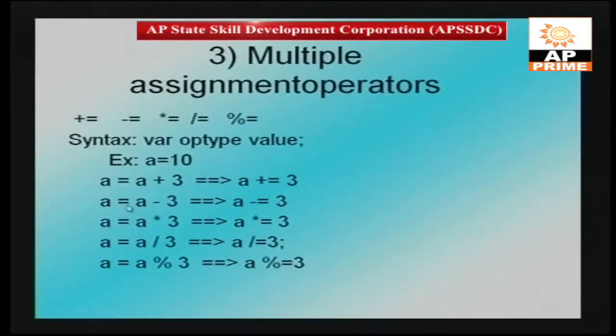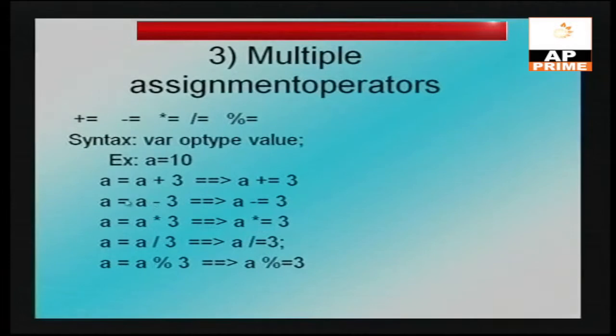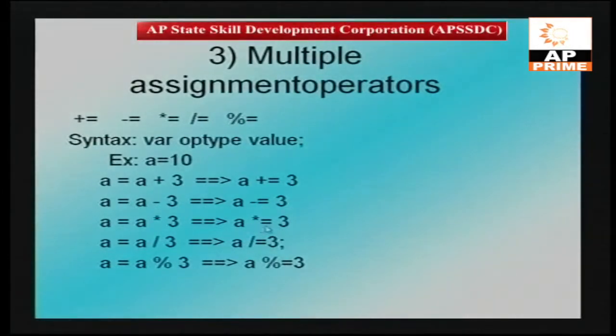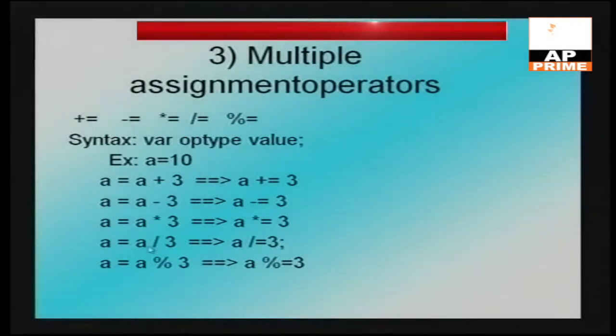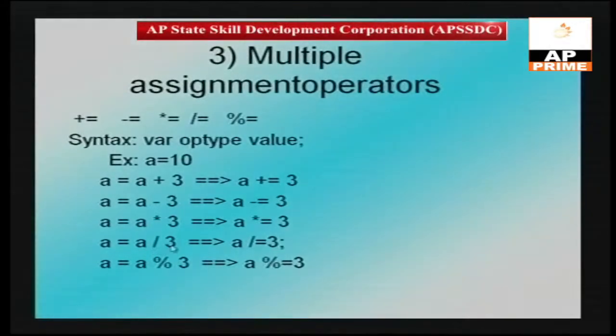A is assigned to 10 again. A times equal to 3, I mean the previous A value 10 is there, 10 into 3, 30. 30 is assigned to A. After that, A divided by equal to 3, previous A value 30 divided by 3, 10. What is the A assigned here? 10, it will be taking 10.